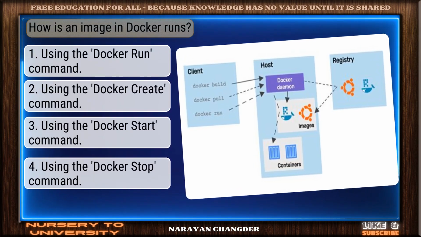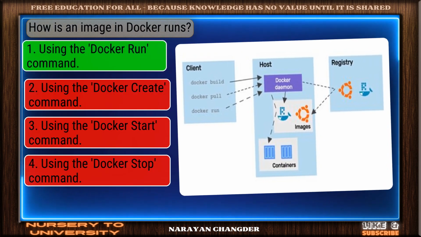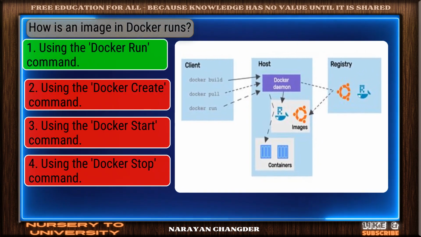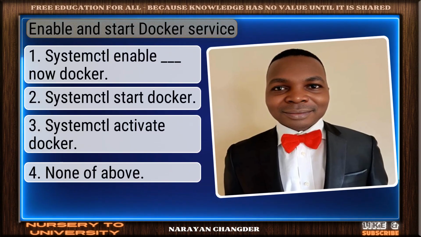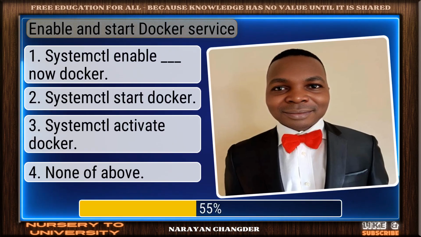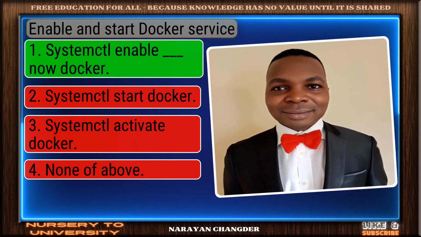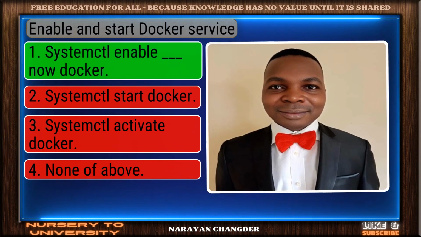Question number 35. How is an image run in Docker? Nice work. You chose using the docker run command, and it is correct. Question number 36. Enable and start Docker service. Perfect. systemctl enable --now docker is the correct choice.